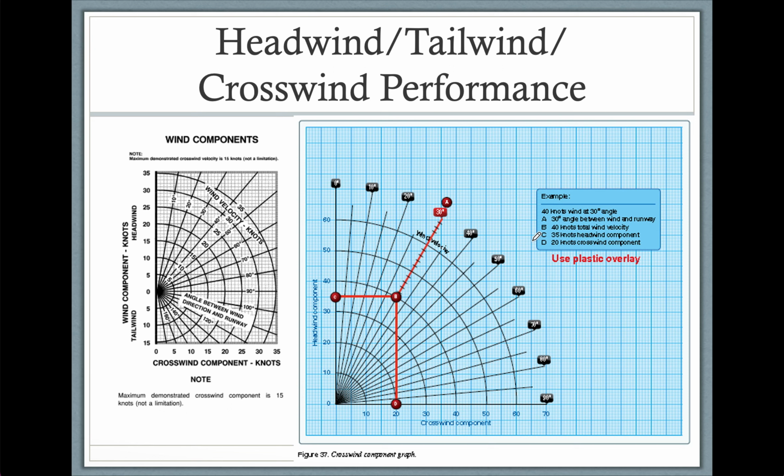So let's get into what's probably going to be everybody's favorite, the crosswind performance chart. This is one of the easiest charts there is, and for some reason it's one that everybody has a hard time with. Here's the Cessna version, and here is the FAA test supplement version of it.